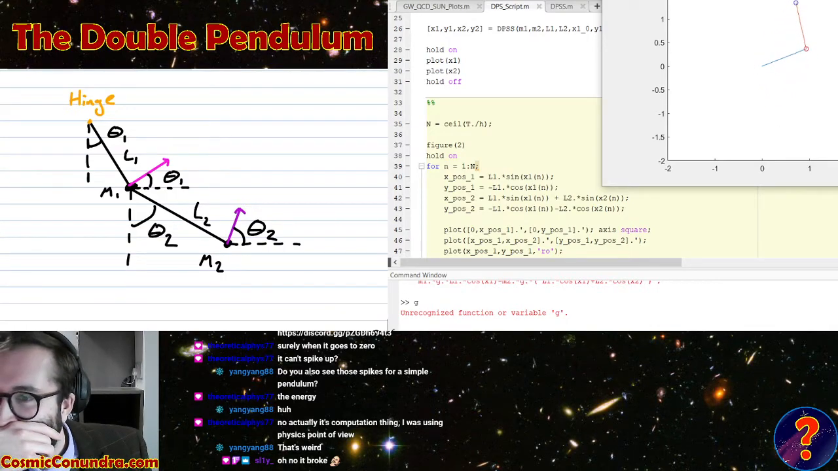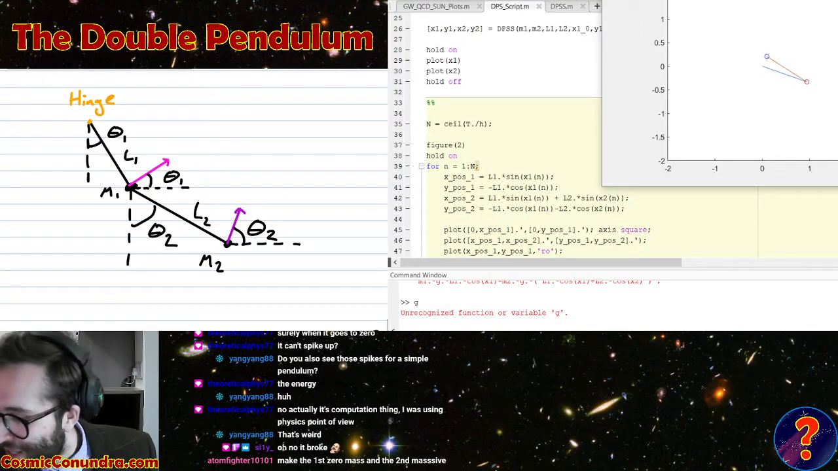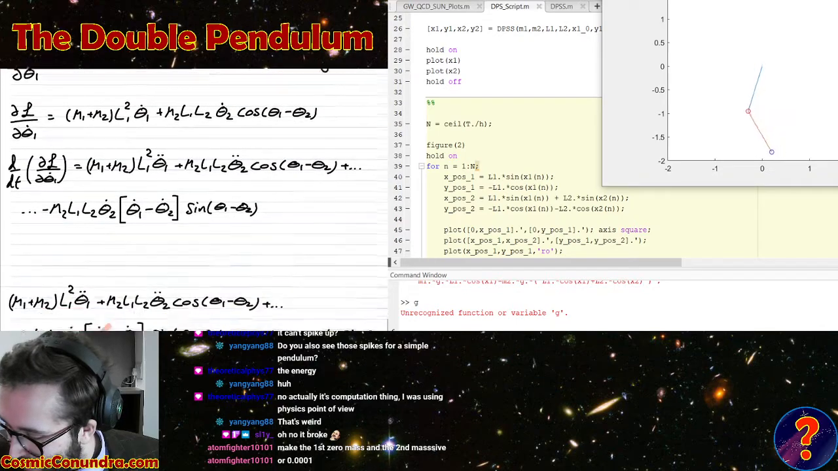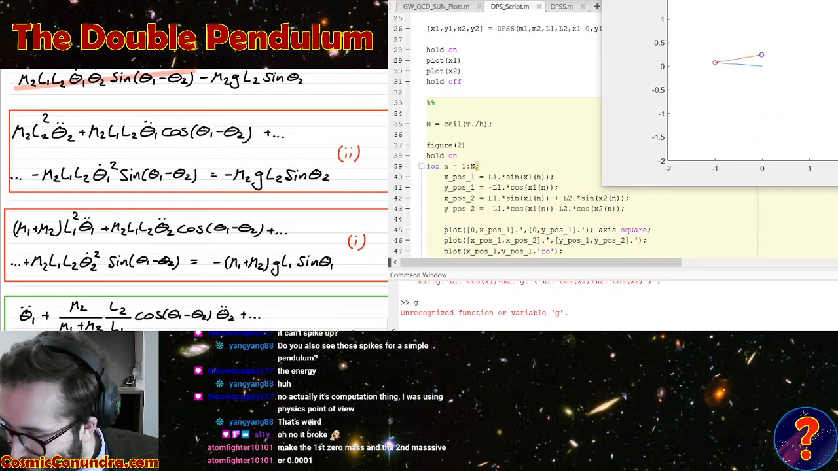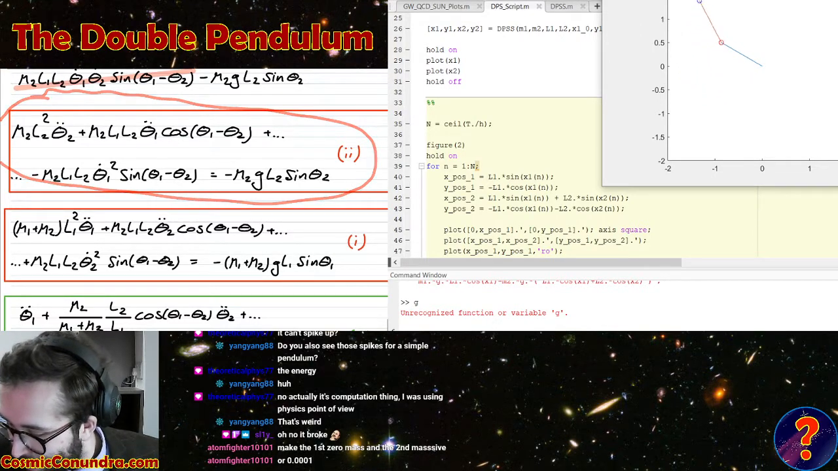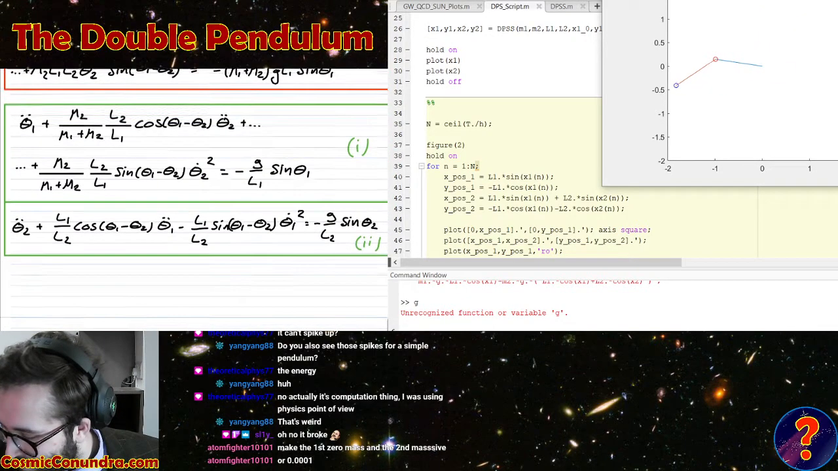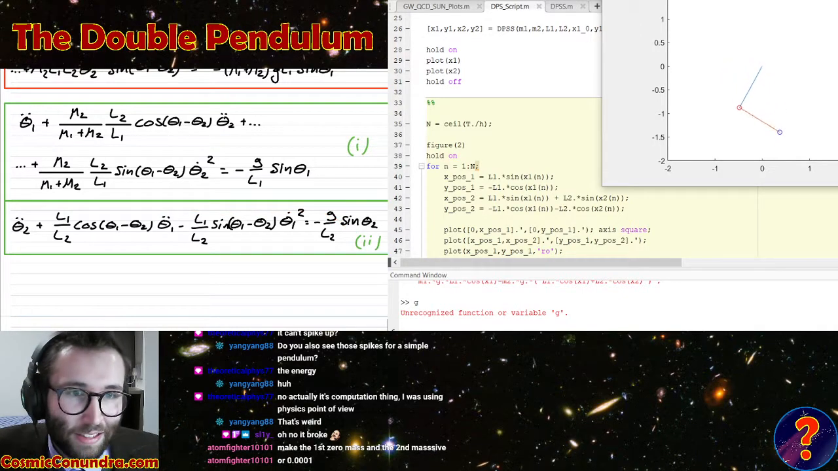Actually, it's definitely not a good thing, because in this equation here, the second one we got from the Euler-Lagrange equation, we later divided the whole equation by m2. So we certainly can't set m2 equal to 0. That's not a good thing to do.